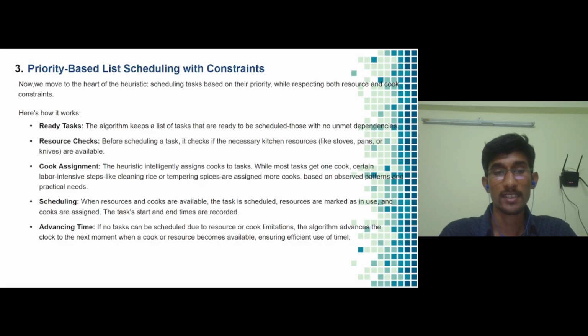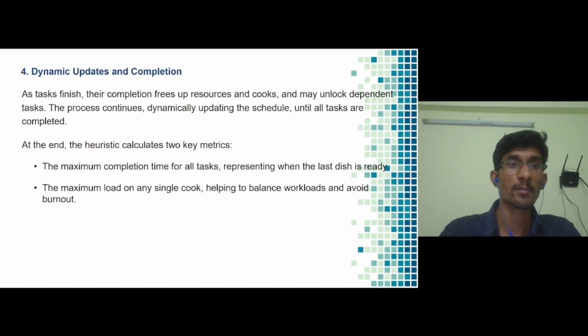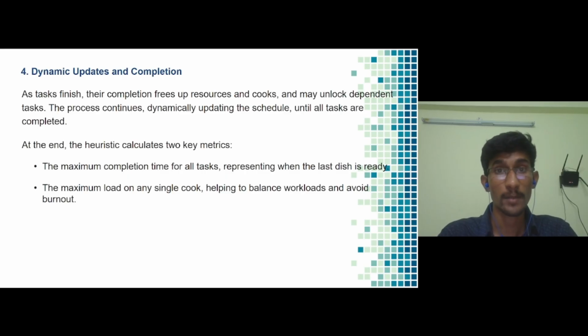And the fifth one is advancing time. If no task can be scheduled due to resource or cook limitations, the algorithm advances the clock to the next moment when a cook or resource becomes available, ensuring efficient use of time. Now, the fourth step includes the dynamic updates and completion. As tasks get finished, the completion frees up resources and cooks and may unlock dependent tasks. The process continues dynamically, updating the schedule until all tasks are completed. At the end, the heuristic calculates two important metrics: the maximum completion time for all the tasks, representing when the last dish is ready, and the maximum load on any single cook, helping to balance workloads and avoid burnout.